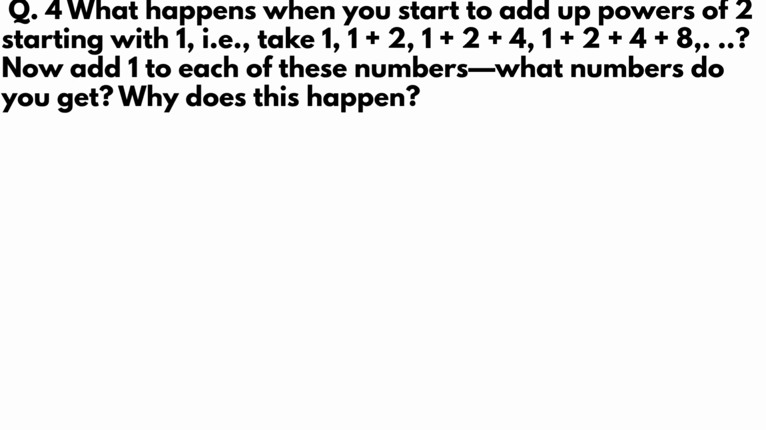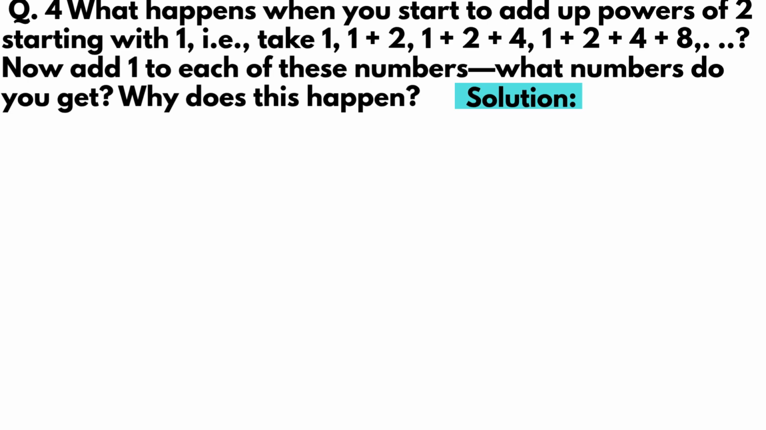Question 4. What happens when you start to add up powers of 2 starting with 1, that is, take 1, 1 plus 2, 1 plus 2 plus 4, 1 plus 2 plus 4 plus 8, and so on. Now add 1 to each of these numbers. What numbers do you get? Why does this happen?